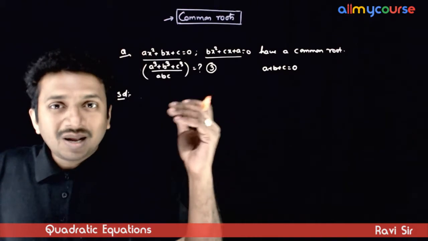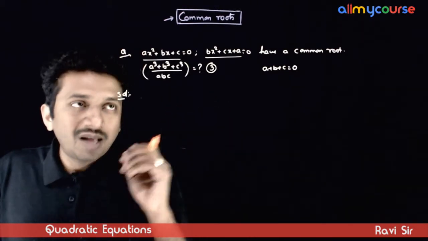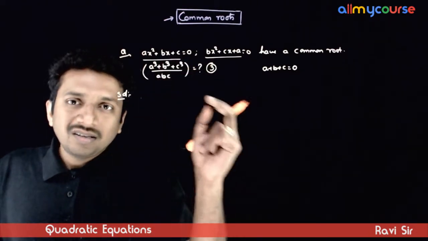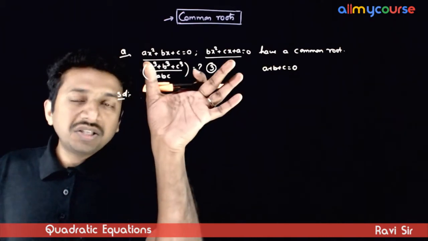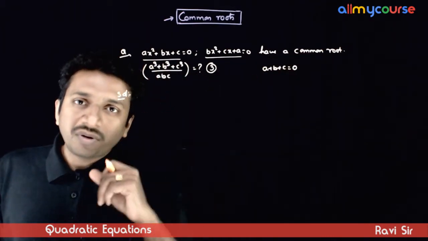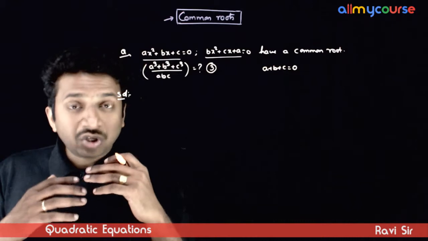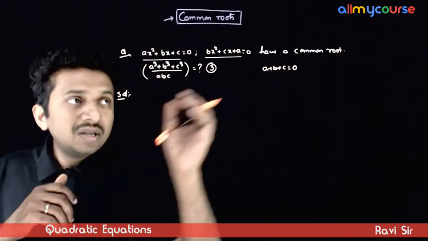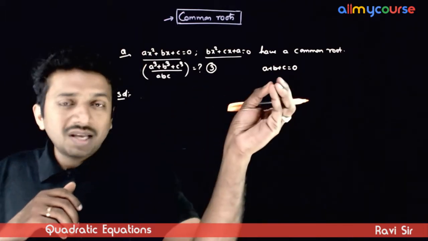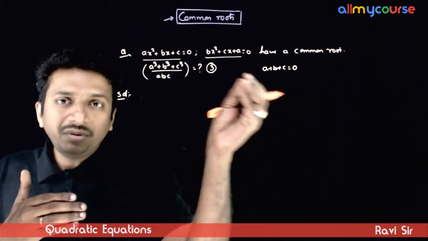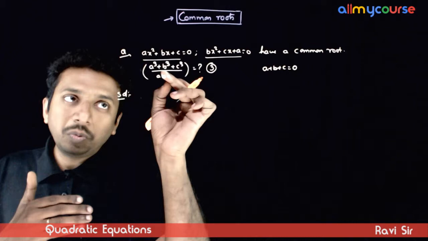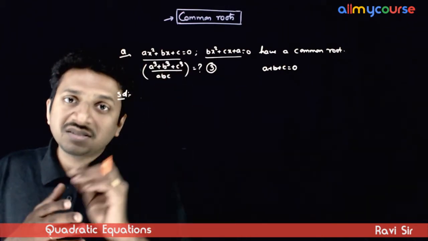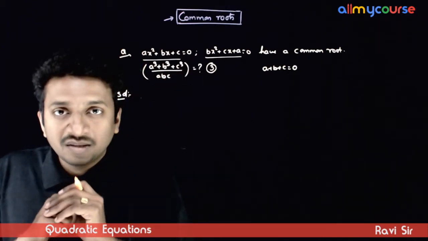But this is not a complete process. I'm just taking a special case. In this question, you're given that these have a common root, but it's not said that 1 is the common root. But to get the answer, you can assume 1 as the common root and see what a cube plus b cube plus c cube by abc is. It's turning out to be 3.